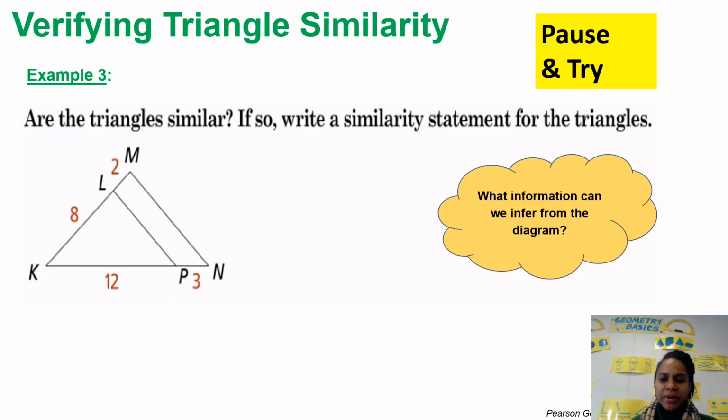I have a problem here that I would like for you to try on your own, and it asks, are the triangles similar? If so, write a similarity statement for the triangles. So go ahead and pause the video and try this problem on your own.